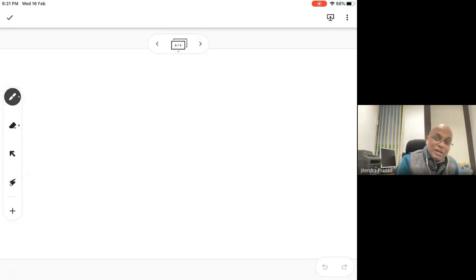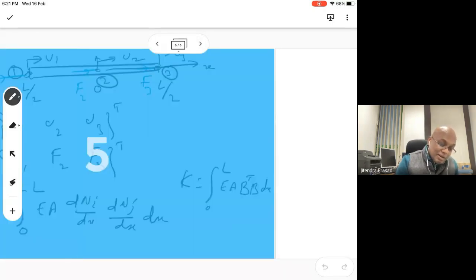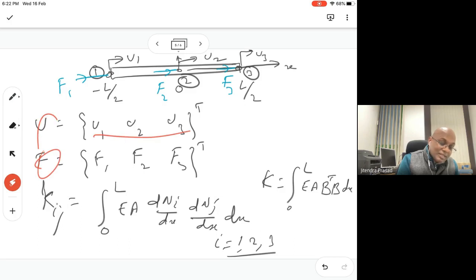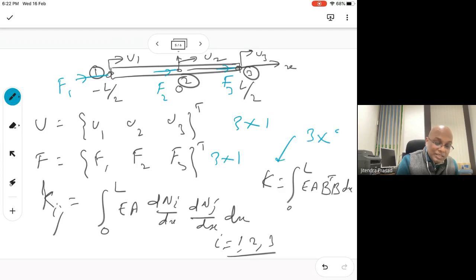Now, how to formulate? If you see, there will be Kij. Now there are three types, I equal to 1, 2, 3. Why? Because since U and F are 3 by 1, K also has to be. So this will be 3 by 1, this is also 3 by 1. So K has to be a 3 by 3 matrix. Okay, so here I is 1, 2, 3, and this is how this one is.